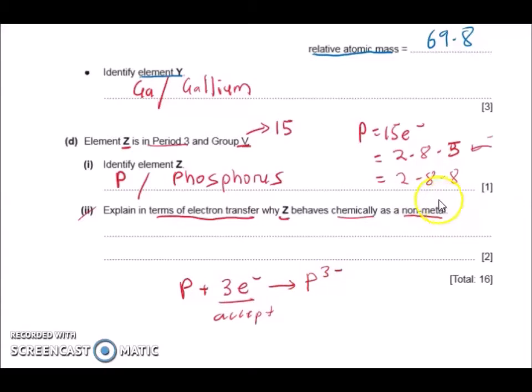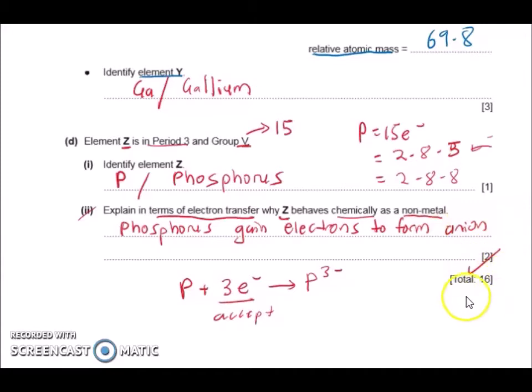So we have to bear in mind that metals must form positive ions, or cations, and metals normally donate electrons. So you can say the reason why this is not a metal is because phosphorus gains electrons to form an ion. So you get the 2 marks there. Okay, so we have completed the first question.